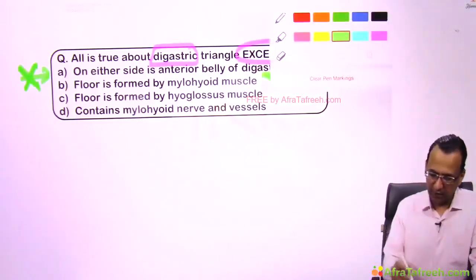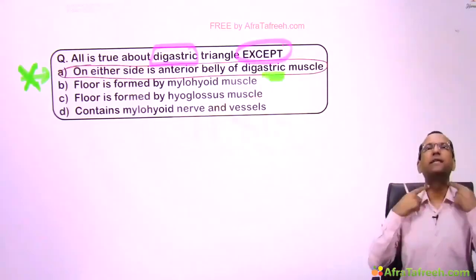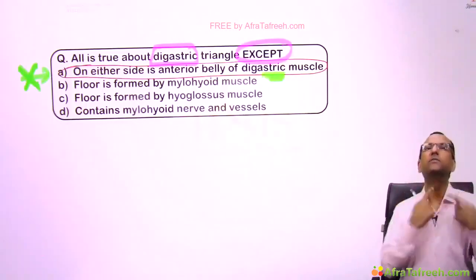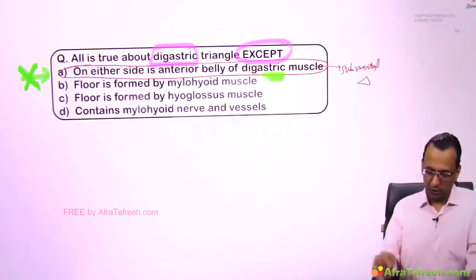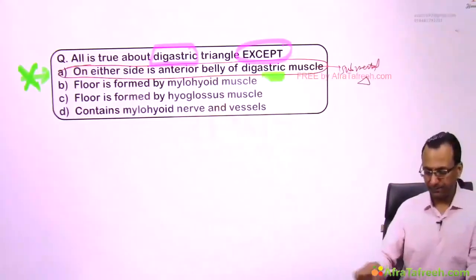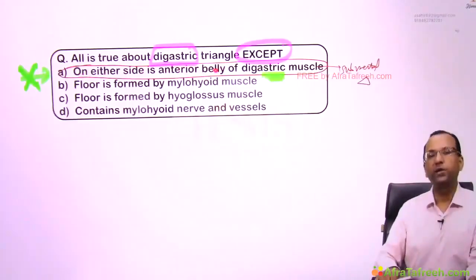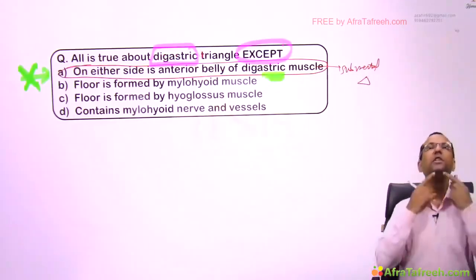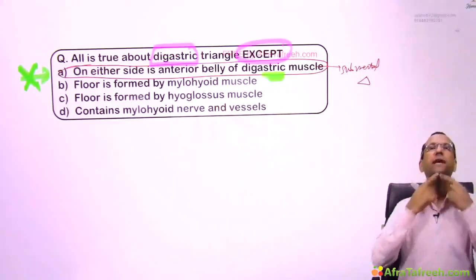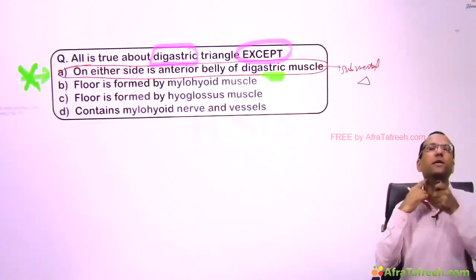This statement is actually valid for the triangle bounded by the two anterior bellies of the digastric. It is valid for the submental triangle. So if on either side you have the anterior belly of digastric, then you are talking about the midline triangle, which is the submental triangle. What about the digastric? There is an anterior belly and a posterior belly. This is the digastric triangle here, not here. This is submental. This is digastric.